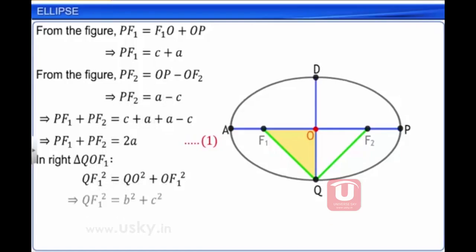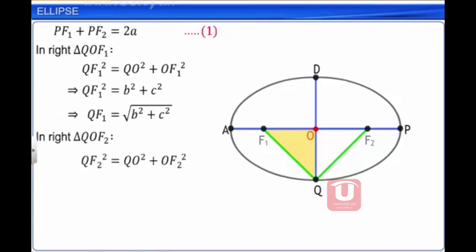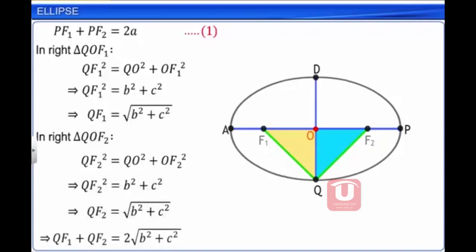Since QO is equal to the semi-minor axis B and OF1 is equal to C, we get QF1 is equal to under root B square plus C square. Similarly, from right-angled triangle QOF2, we get QF2 is equal to under root B square plus C square. Thus, the sum of the distances of point Q from foci F1 and F2 is equal to 2 into under root B square plus C square. Let this be equation 2.